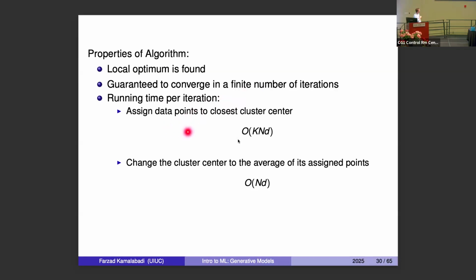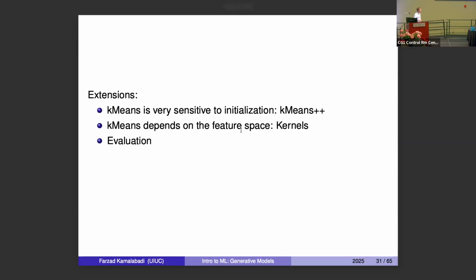And running time per iteration, there are two operations. Assigning data points to the closest cluster centers is of the order, big O, of K, the number of clusters, times N, the number of data points, times D, the dimension of the records. Changing the cluster center to the average is on the order of, it's not a function of the number of clusters, just N times D. Okay, the extensions. The first one answers your question.